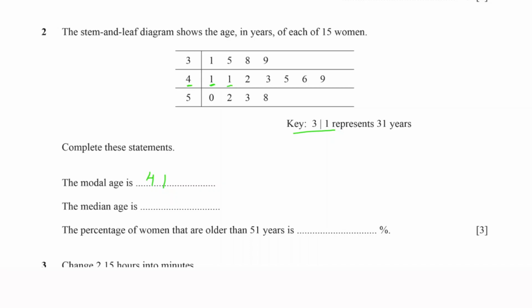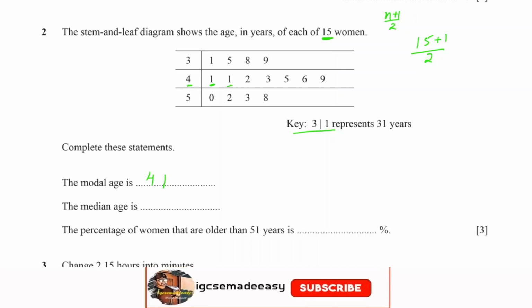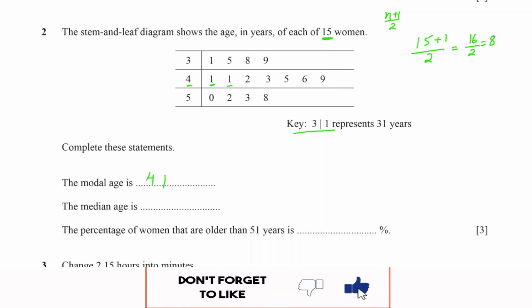And the median. To find the median, the total number of values is 15. The median is the middle value. Because it's an odd number, we add 1 to it and divide by 2. If the number of values is odd, the formula is n plus 1 divided by 2. So it is 16 divided by 2, which is the 8th value.